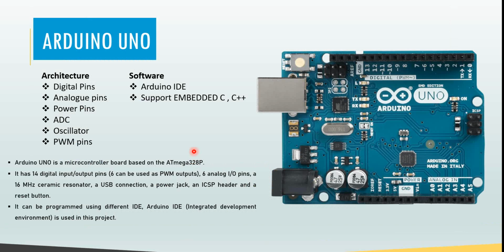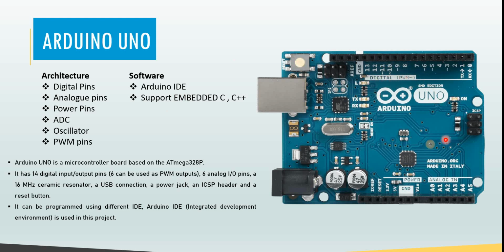Now let us get into Arduino Uno. In this internship, I learned about the Arduino Uno and programmed it with the help of Proteus Lab and the Arduino IDE software. The software I used is Arduino IDE and the language is Embedded C and C++. In the architecture, you can see these are the digital pins, which are used for pulse width modulation purposes.